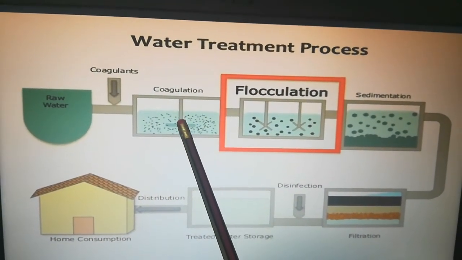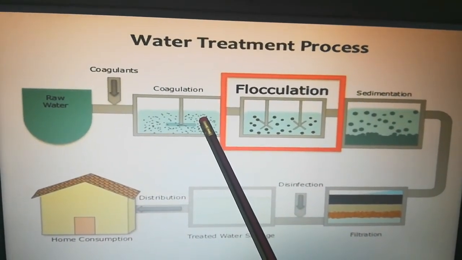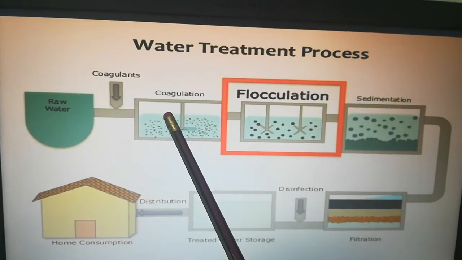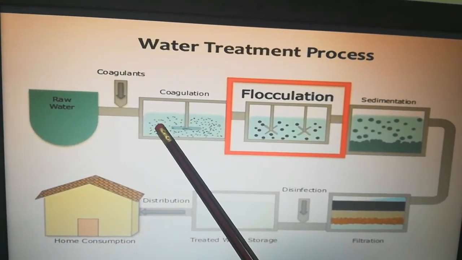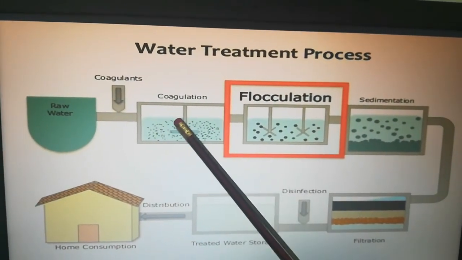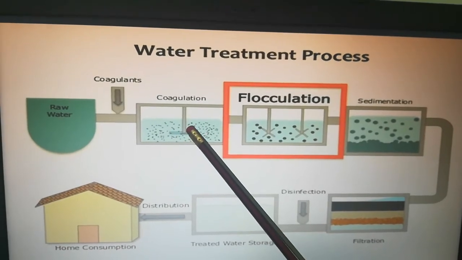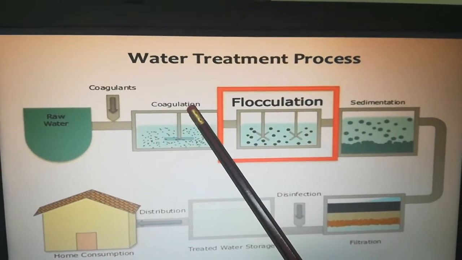Coagulation. What do you mean by coagulation? It's a process. What does it involve? It involves making all the colloidal particles change their size. If they are of smaller size, then all the colloidal particles will turn into large size particles, which helps them either to settle down or to float on the surface.